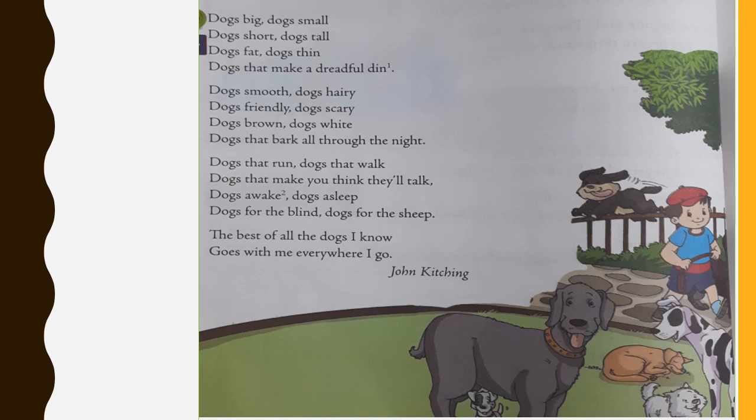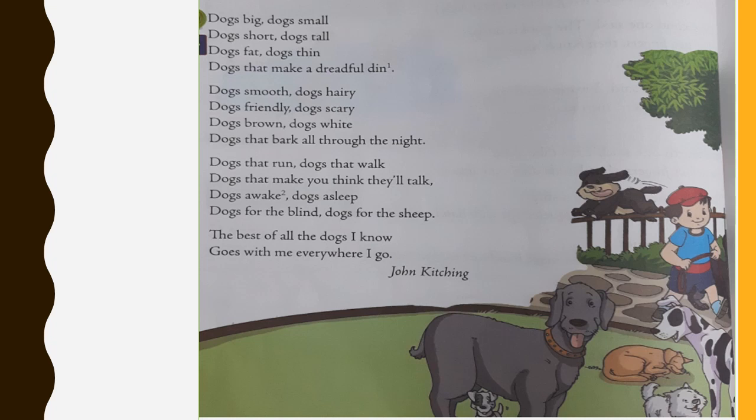Children, the poet begins by pointing out that dogs come in all sizes. They can be big or small, short and tall, and fat or thin. Dogs are not all the same. There are some dogs that make a very loud noise.